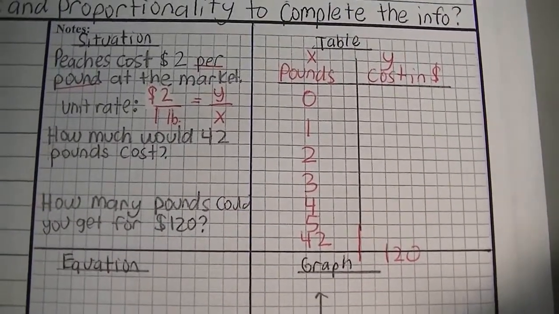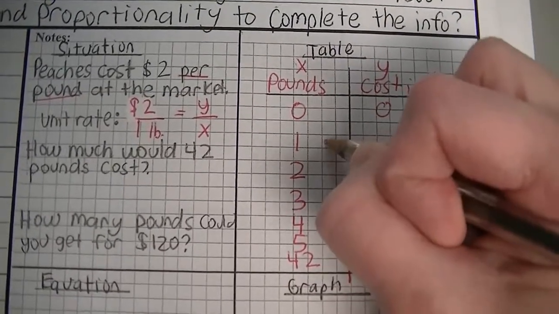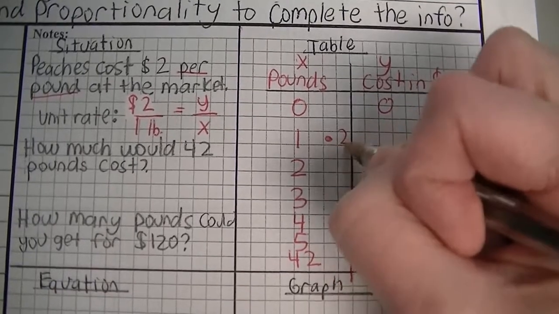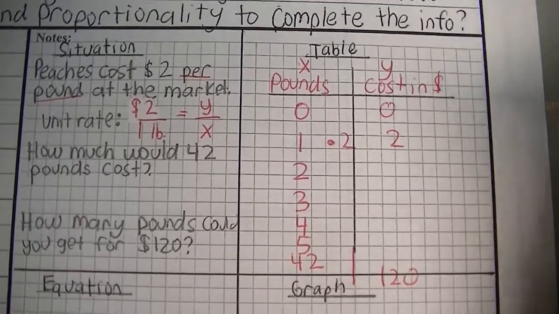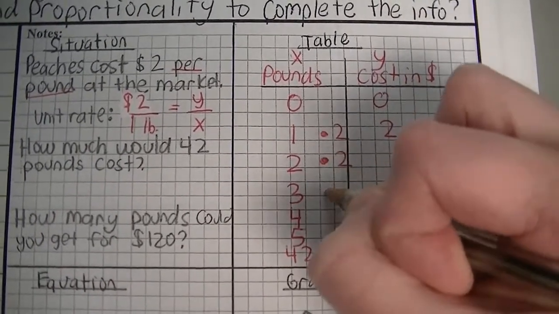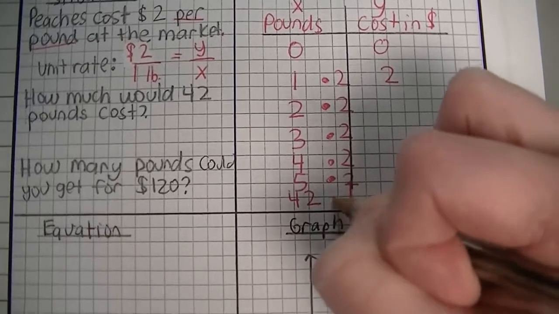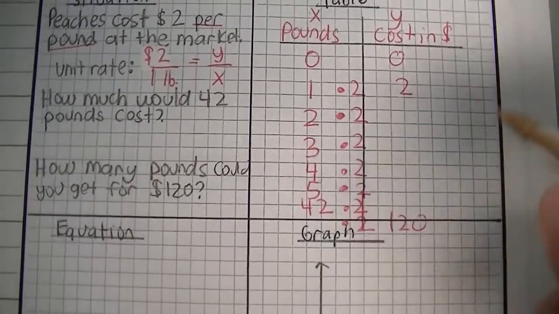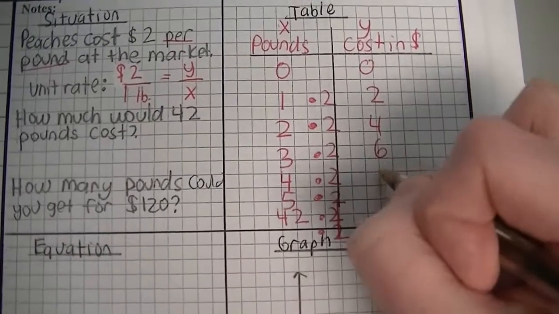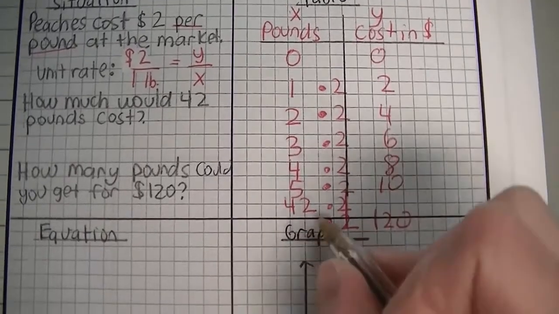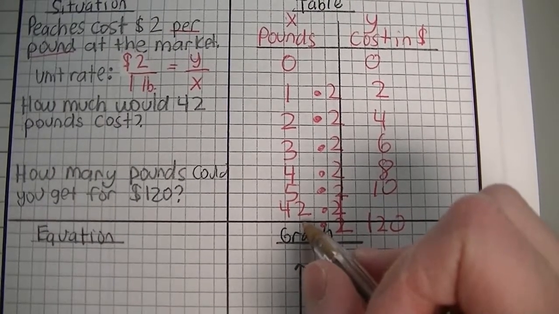Well, since you know that the unit rate is $2 per pound, if you get 0 pounds, then you know the cost is 0. But if you get 1 pound, you'd have to multiply that x value by the unit rate of 2 to get the corresponding y value, which would be the cost. So just to remind myself, I'm going to write down that unit rate throughout this entire column so I remember what to do. Okay, so 2 pounds of peaches would cost $4, 3 pounds would cost $6, 4 pounds would cost $8, 5 pounds would cost $10, 42 pounds would cost, let's see, 42 times 2 is 84.